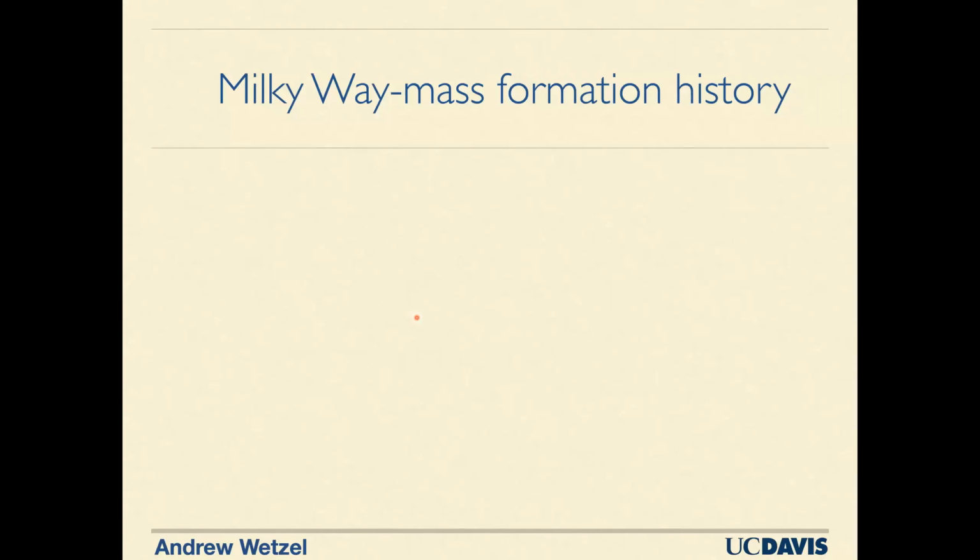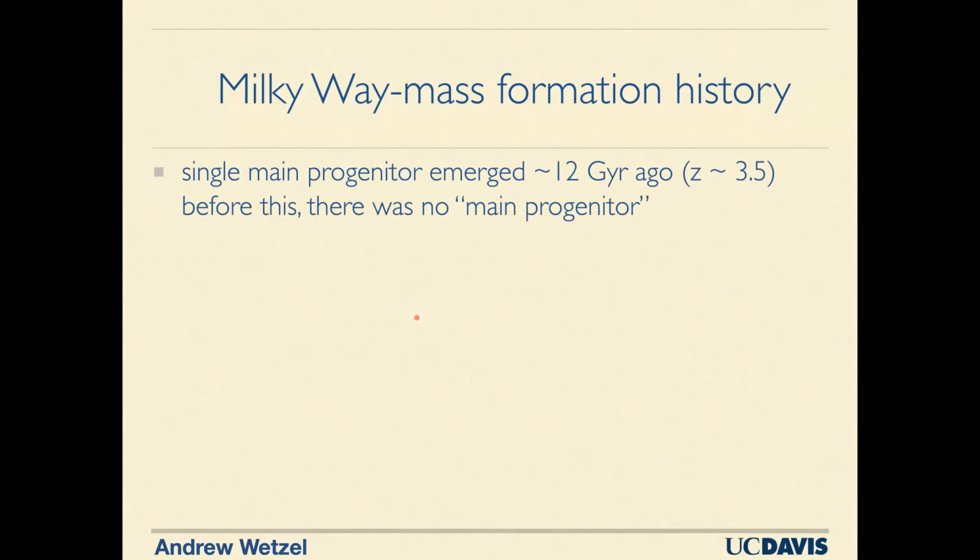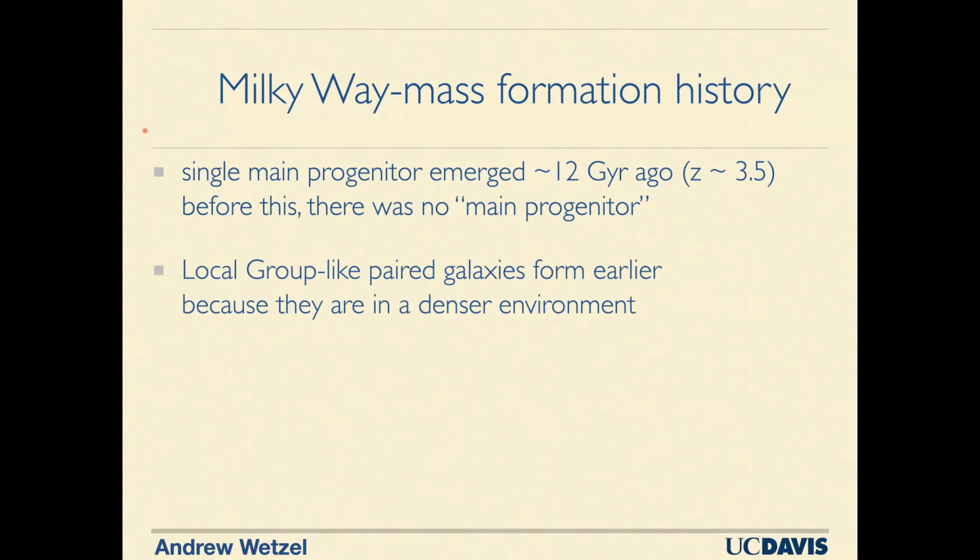Okay, so just to summarize that part of my talk, the insights we think we've learned from these simulations is that we have to be a little bit careful of even how we think about galactic archaeology. It probably doesn't make sense to talk about a single main progenitor of the Milky Way until about 12 gigayears ago. Before this, there really is no meaningful sense of a main progenitor galaxy.